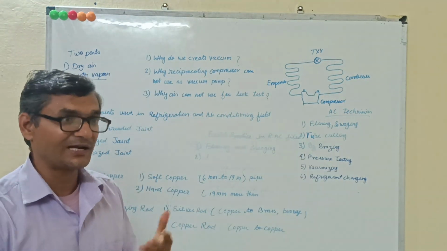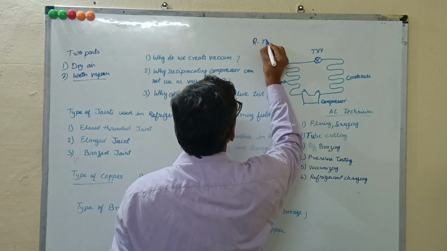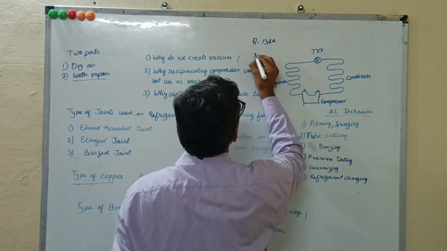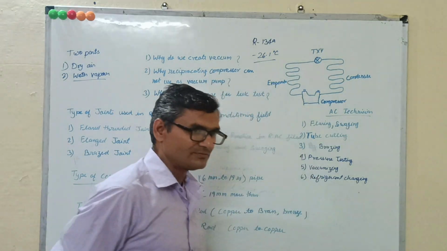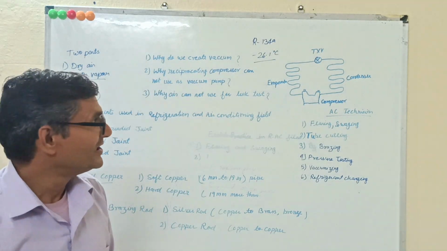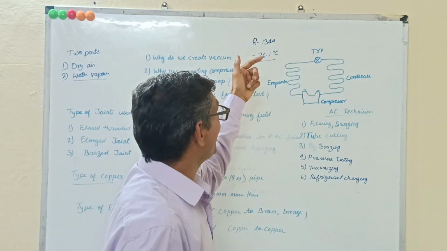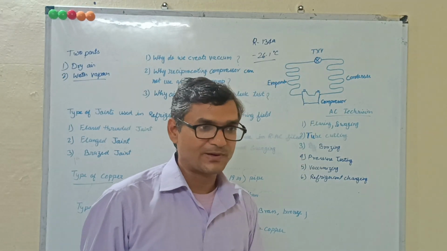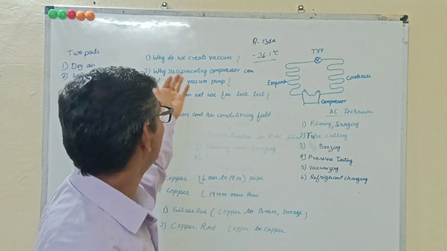Suppose we are charging in ambient conditions, and we are taking 134A. R134a normally boils at minus 26.1 degrees centigrade at atmospheric pressure. With air inside, when it boils, the water vapor will convert into ice, and then it can block the TXV. That's why we are doing a vacuum.